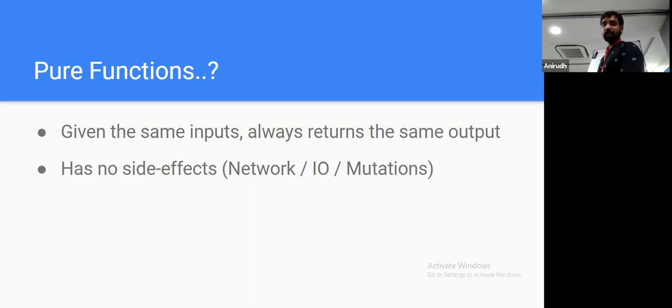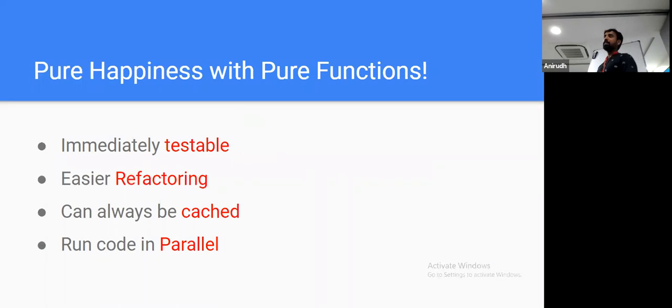If you follow this pattern, it will make your application immediately testable. You can write test cases, because you know that for this particular set of inputs, you will always get the same output. That makes writing test cases possible. It is also easier to refactor, because using the composition pattern, you can go on improving your code.